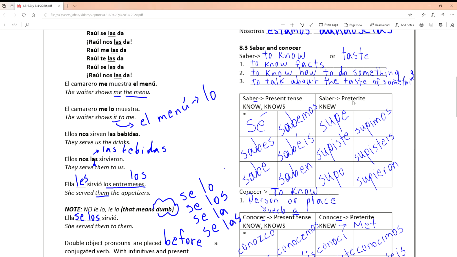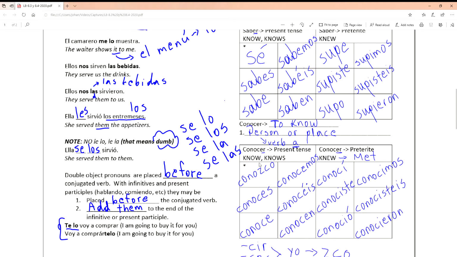In the past tense, saber would mean knew. This is a totally irregular verb. So it's supe, supiste, supo, supimos, supisteis, supieron.